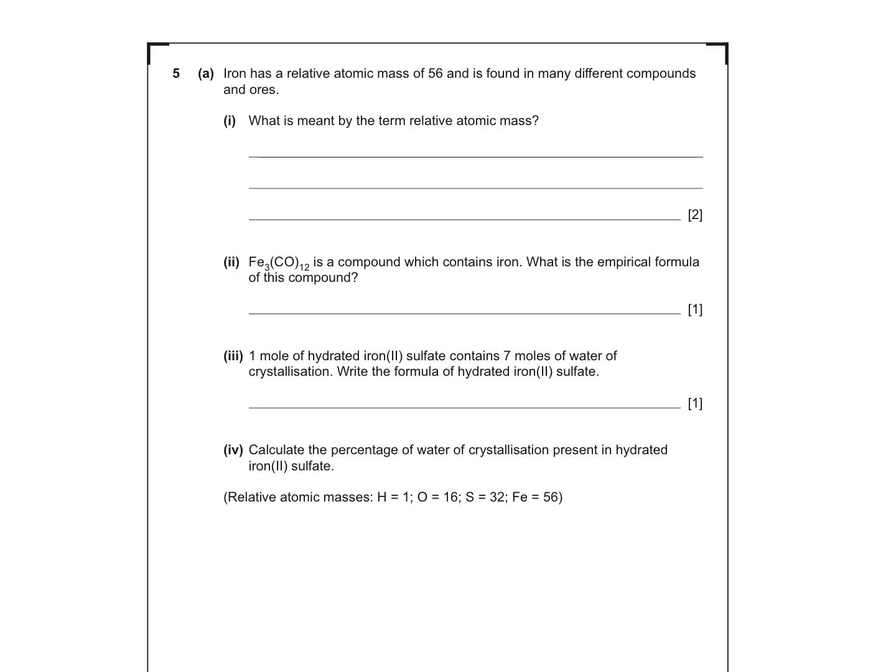Question 5, part A, is a definition. Relative atomic mass. It's just the mass of an atom compared to the mass of carbon-12, which has a mass of exactly 12.